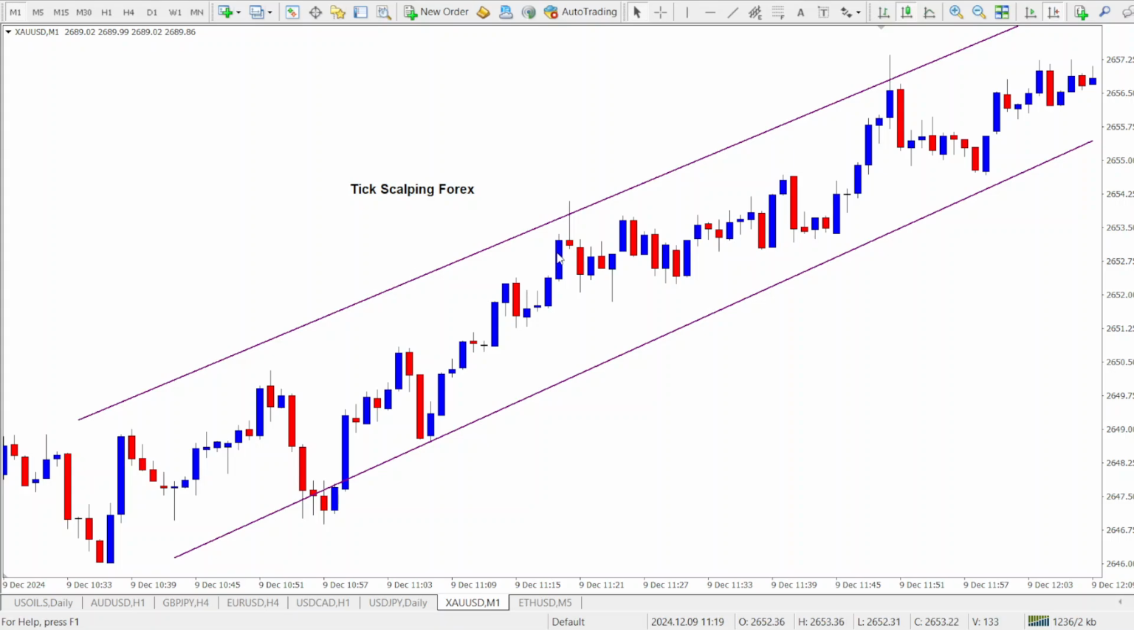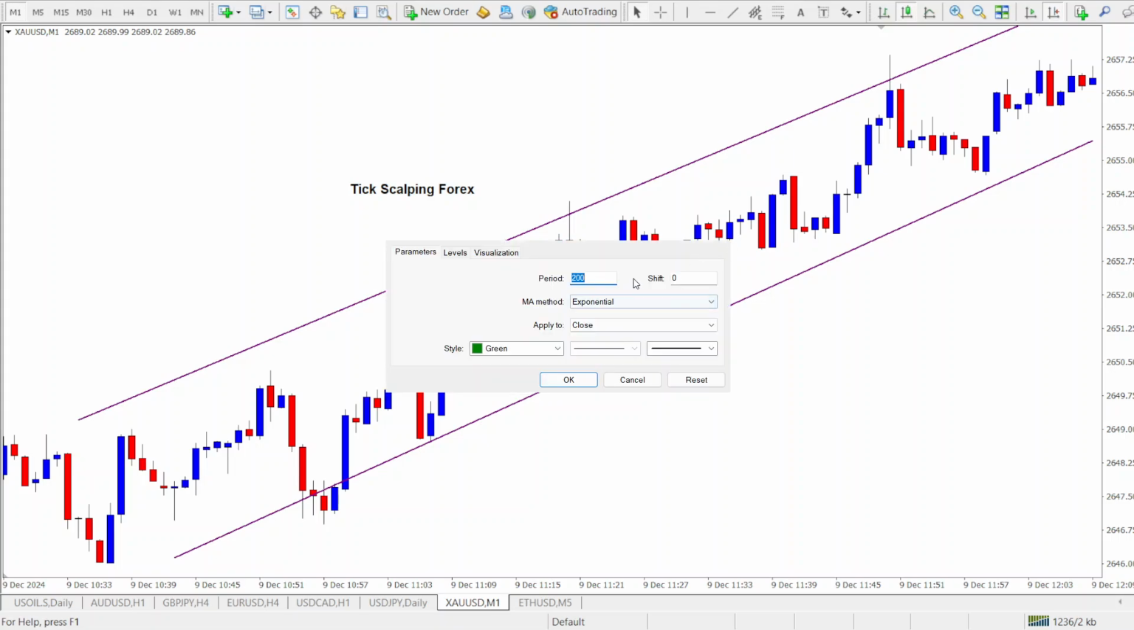Now finally, popular indicators for tick scalping include moving averages, Bollinger Bands, and RSI. You can decide to add technical indicators on your chart if you wish. They can help you to identify entry and exit points quickly. For example, you can decide to combine the 20 period moving average. I'm just going to add the 20 EMA to the chart.